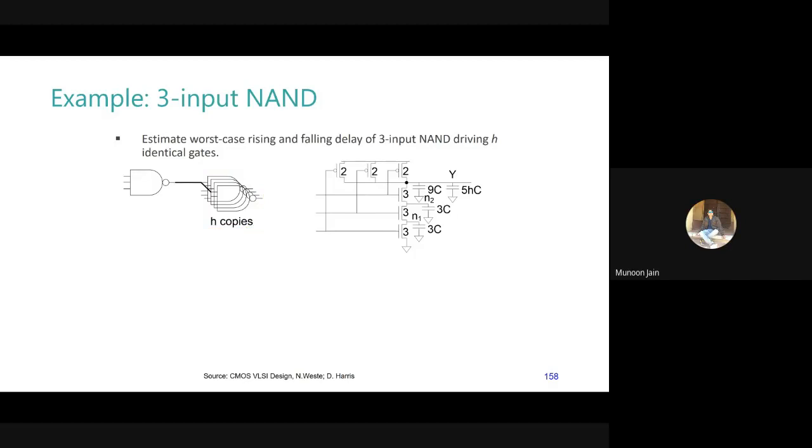Yes, sir. We found the input as 5C, and now you are saying that we are providing the load as 5HC. Yeah, because I have put H copies of NAND gate. Yes, I have put H such NAND gates at the output. Okay. Now I want to find the delay of this NAND gate. So I will go to the RC model of this. Can I go to the RC model of this now?